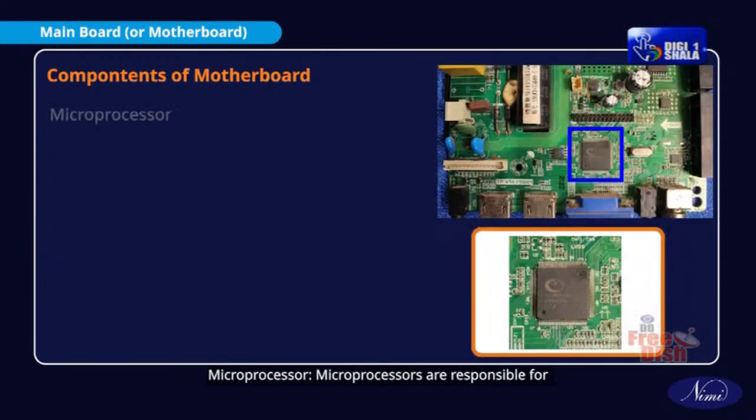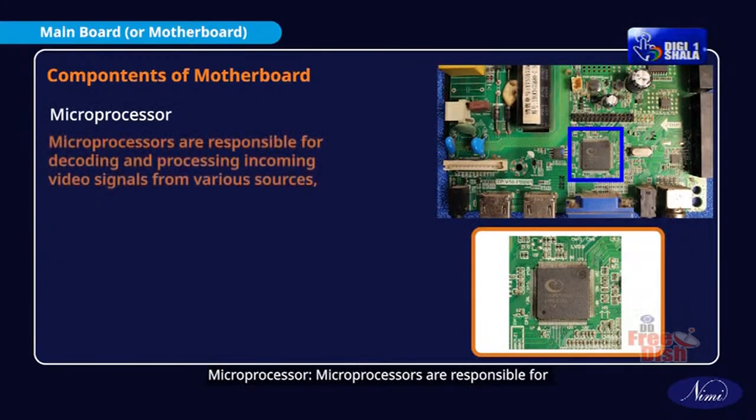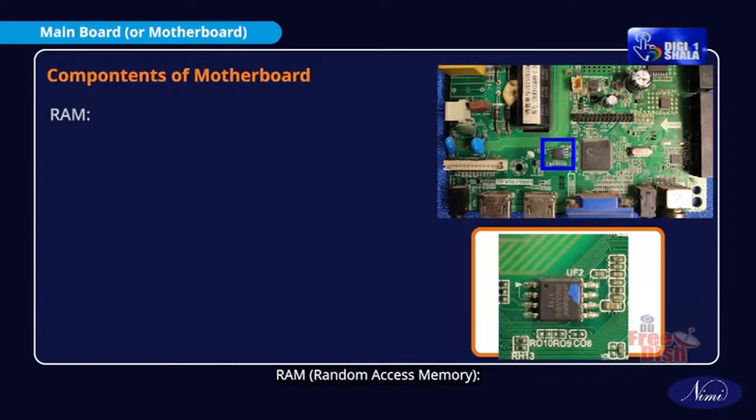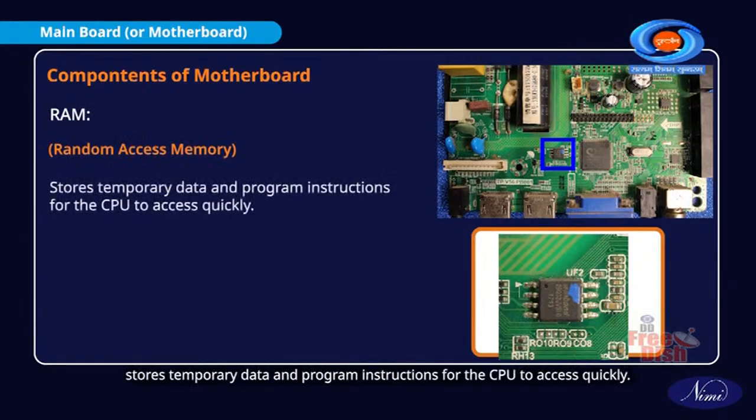Microprocessor. Microprocessors are responsible for decoding and processing incoming video signals from various sources such as cable, satellite or streaming devices. RAM, random access memory, stores temporary data and program instructions for the CPU to access quickly.